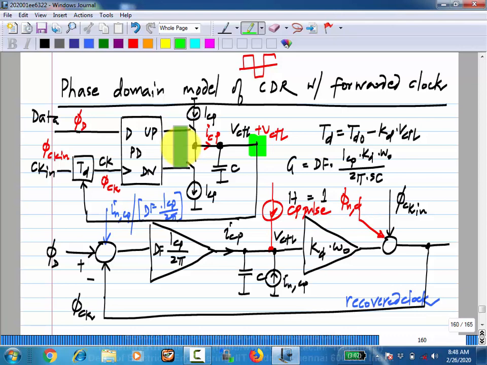One for alternating data. Yeah. There is no data. Okay. Any questions? Okay.